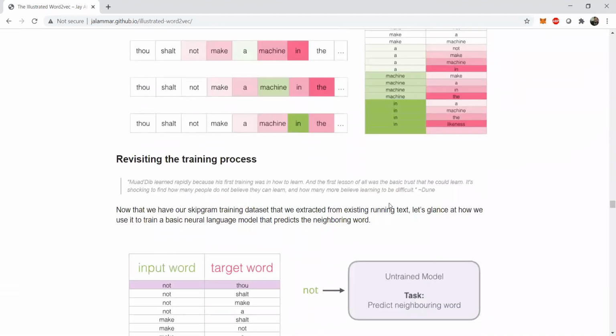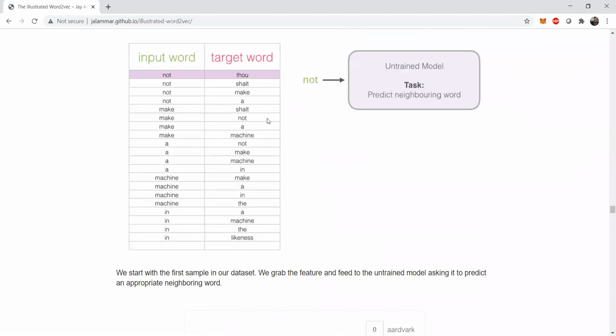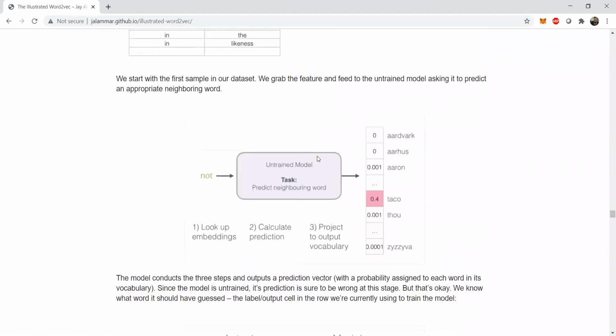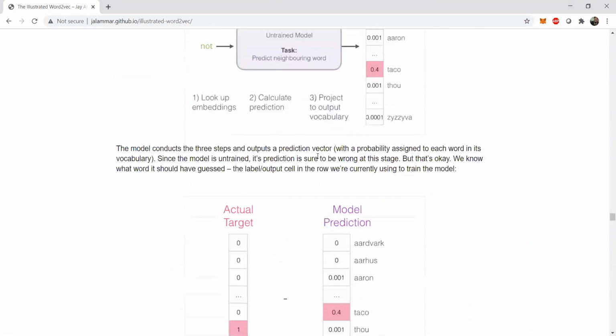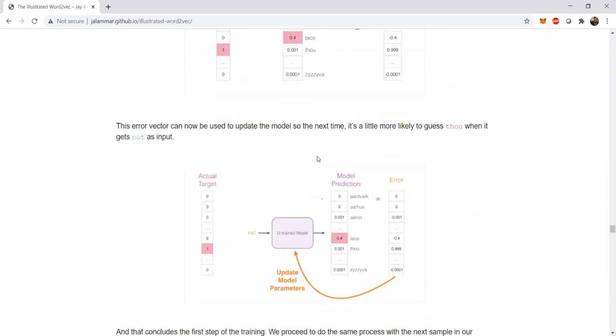Now, for the training process, we already mentioned it. We have the input words and the target word associated with it. In most cases, there are three important steps: the lookup table, calculating the prediction, and projecting to the output vocabulary. Projecting to the output vocabulary is very computationally intensive, and the training process consists of having an actual vector and a predicted vector, computing the difference or error vector from them, and updating those vectors repeatedly. This is what is mentioned in this blog.